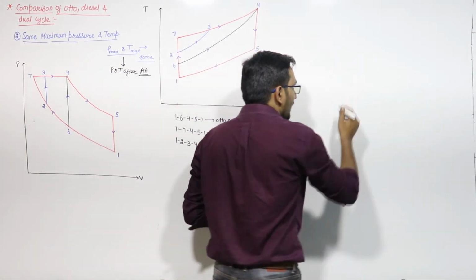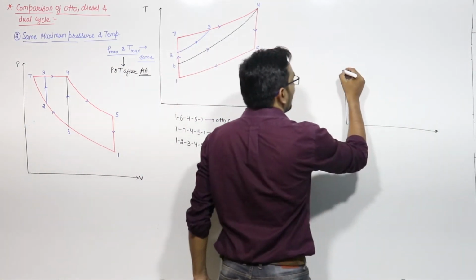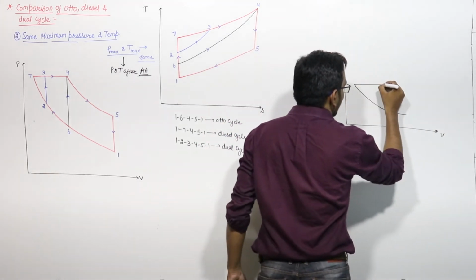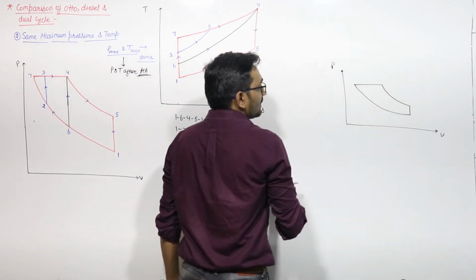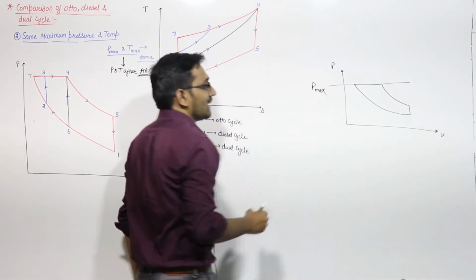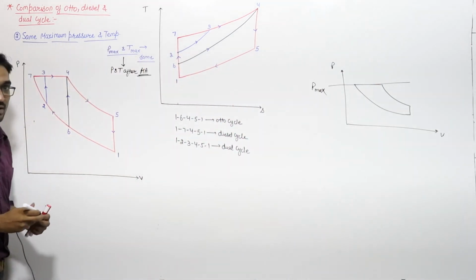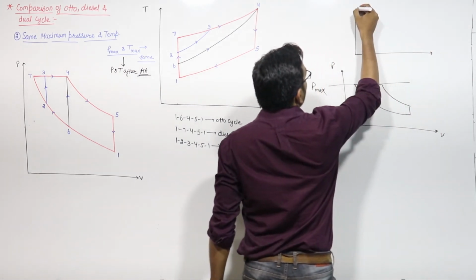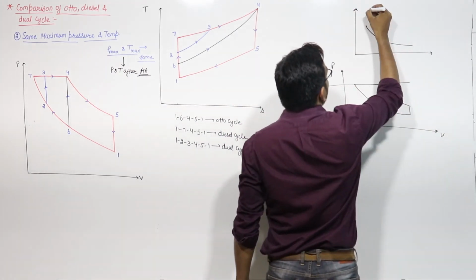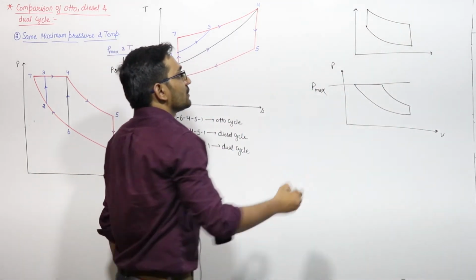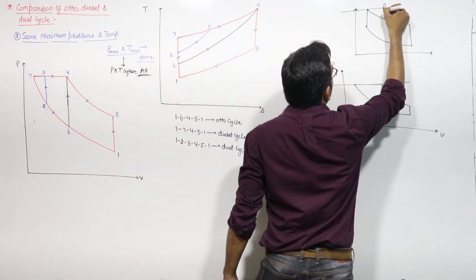If you see the PV diagram of the diesel cycle, it will look like this. So this pressure is the maximum pressure for the diesel cycle; there is no increase in the maximum pressure after that. But if we talk about the Otto cycle, this is the compression, this is the heat addition, this is the expansion, this is the heat rejection. So in the Otto cycle, this is the maximum temperature.